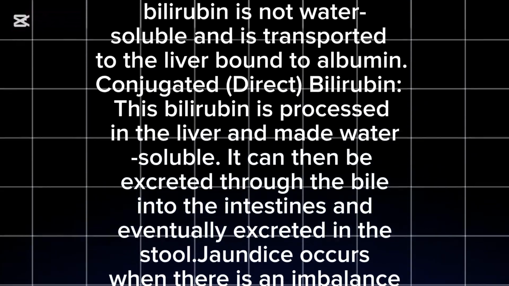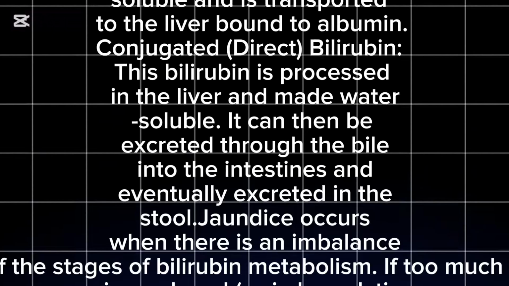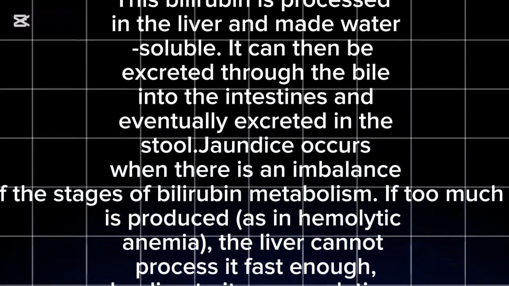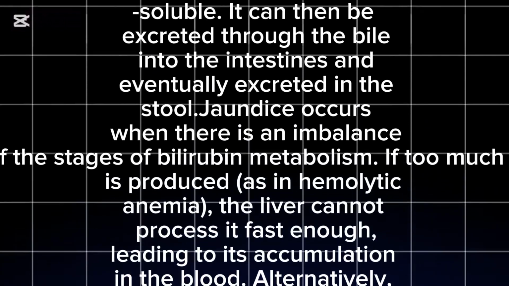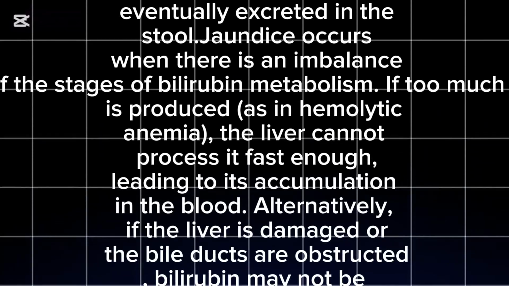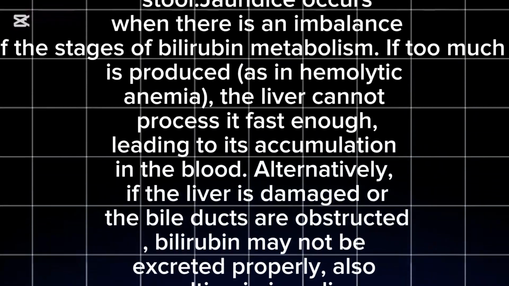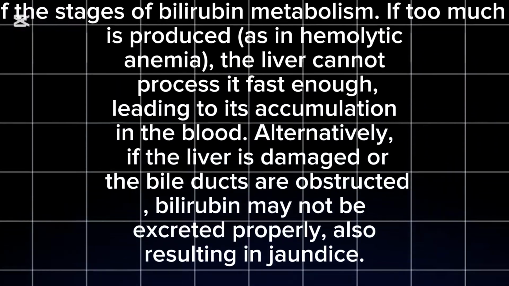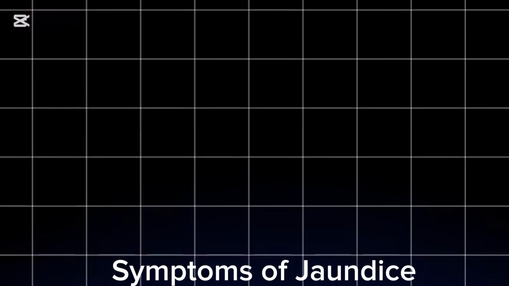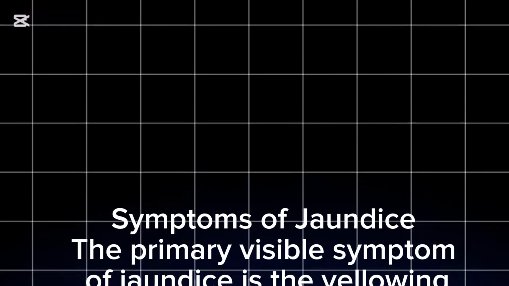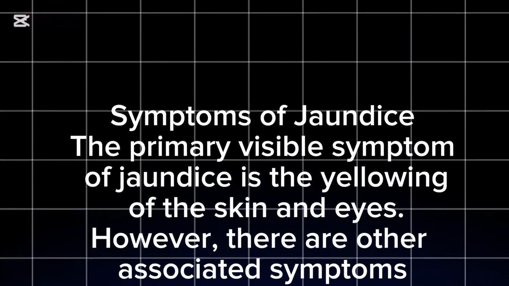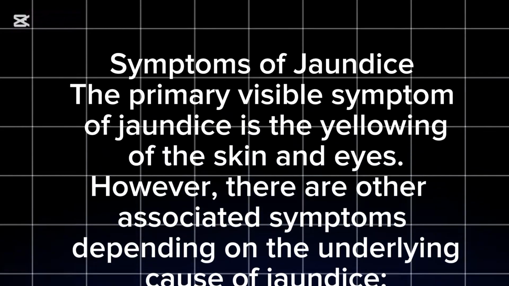Jaundice occurs when there is an imbalance in any of the stages of bilirubin metabolism. If too much bilirubin is produced, as in hemolytic anemia, the liver cannot process it fast enough, leading to its accumulation in the blood. Alternatively, if the liver is damaged or the bile ducts are obstructed, bilirubin may not be excreted properly, also resulting in jaundice. Symptoms of jaundice. The primary visible symptom of jaundice is the yellowing of the skin and eyes. However, there are other associated symptoms depending on the underlying cause of jaundice.